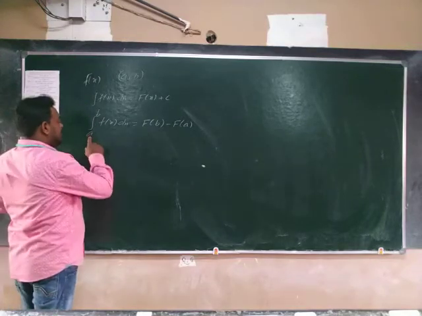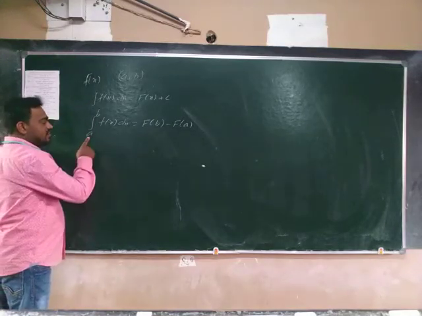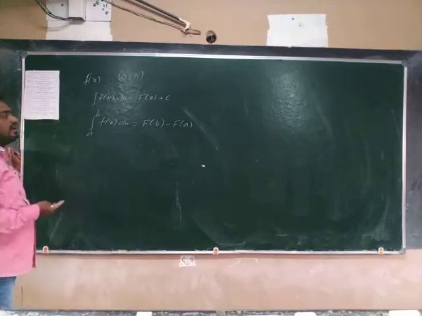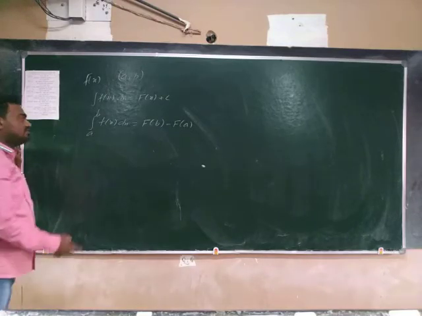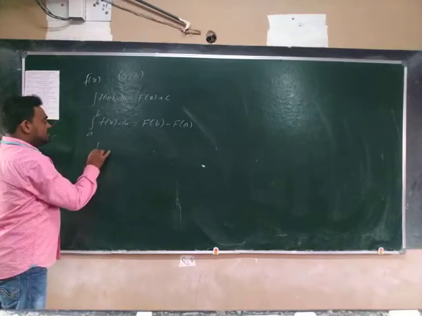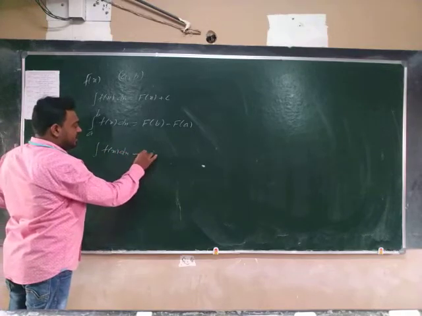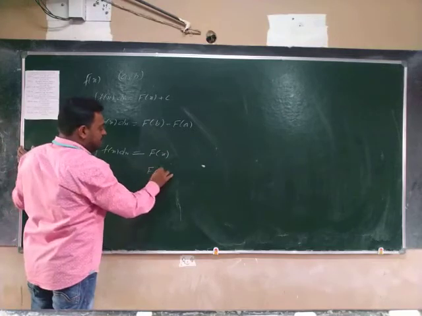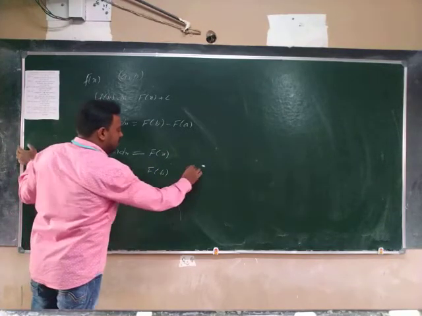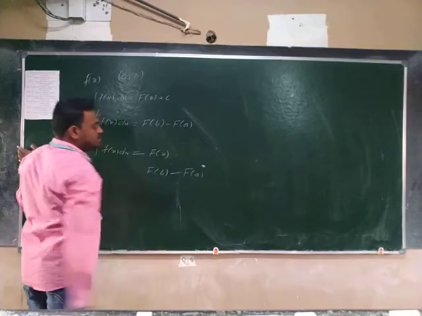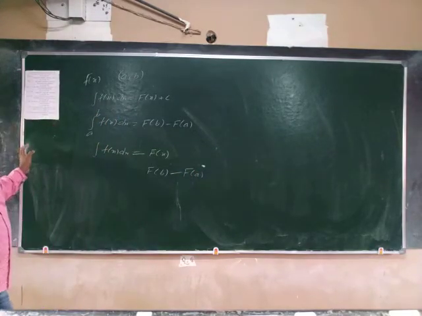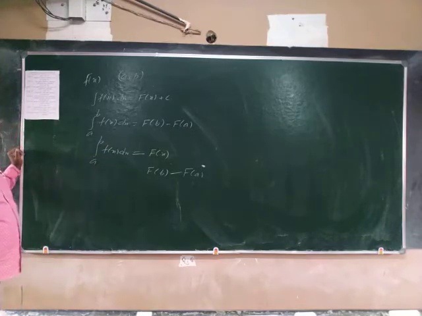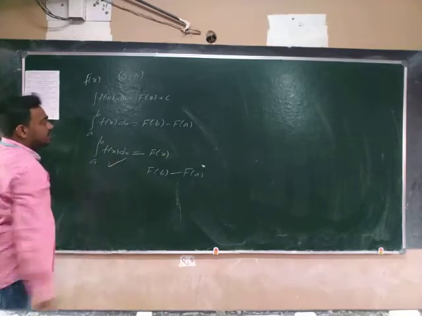Now, here a is called the lower limit, b is called the upper limit. How are we finding the definite integral? First you find the integration of f of x dx. For example, this is equal to some capital F of x. Later you find F of b and F of a, and subtract these two. Then you get the definite integral from a to b of f of x dx. Like this we are finding the definite integral.